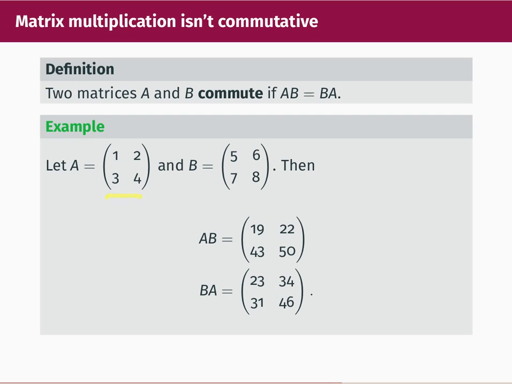Here's an example where both products are defined. We take A and B to be these 2 by 2 matrices. If you then work out A times B, you get this, and if you work out B times A, you get that. And the observation I want you to make is just that AB is not equal to BA in general. Of course there are some matrices which do commute, but in general matrix multiplication is not necessarily commutative. In fact, if you pick any two 2 by 2 matrices at random, then it's very likely that they won't commute.